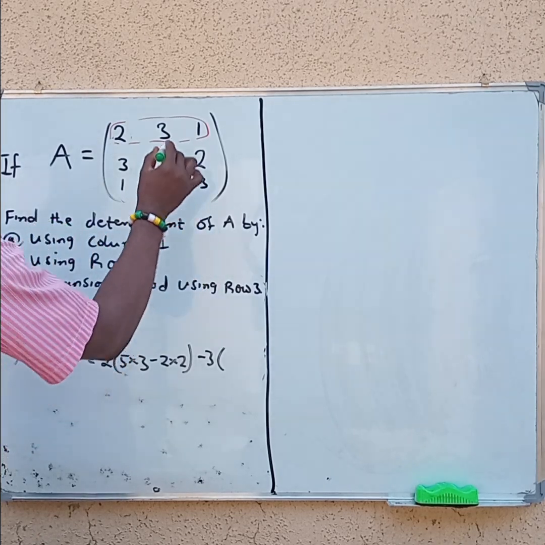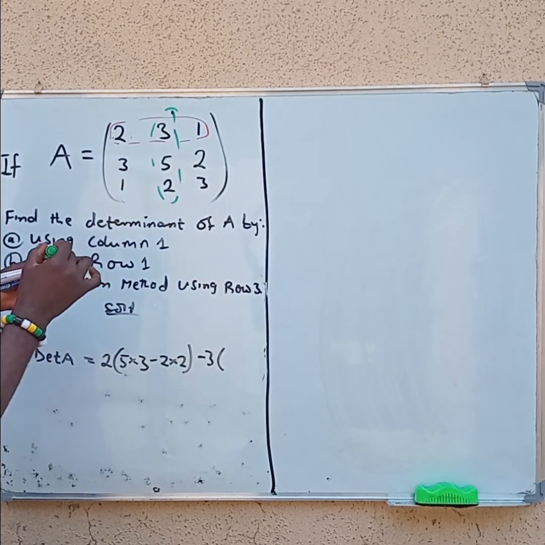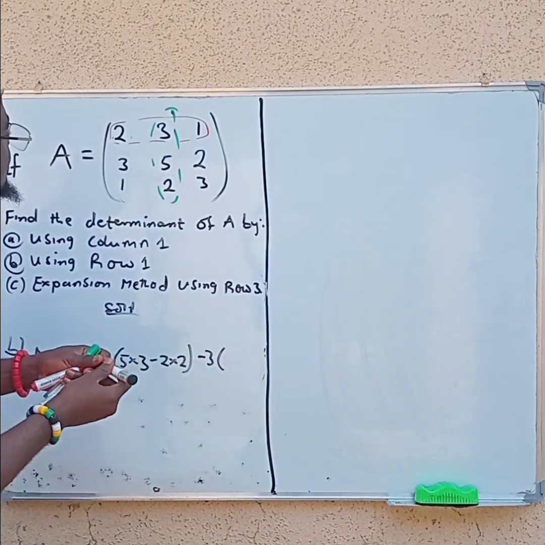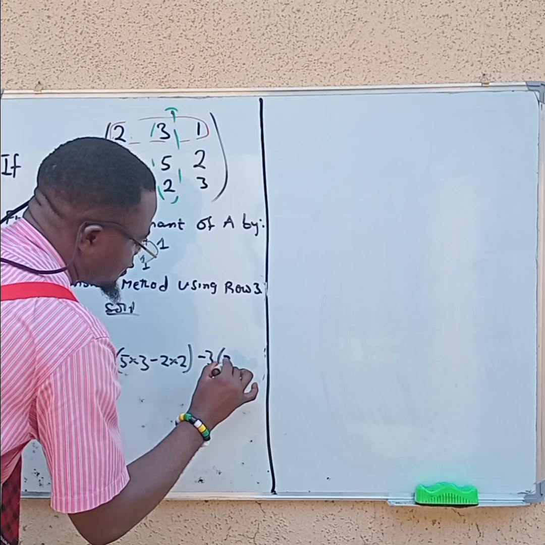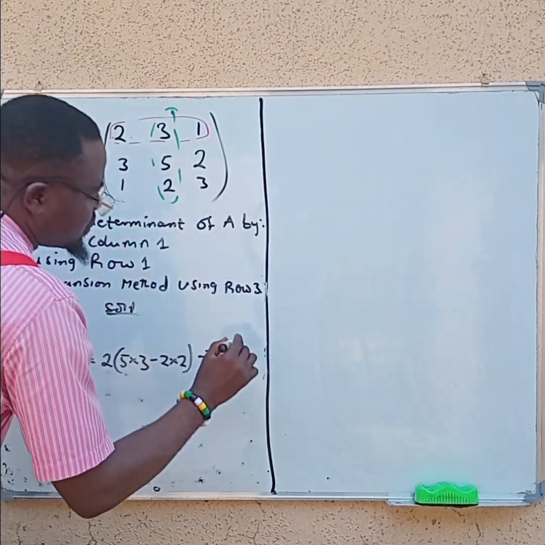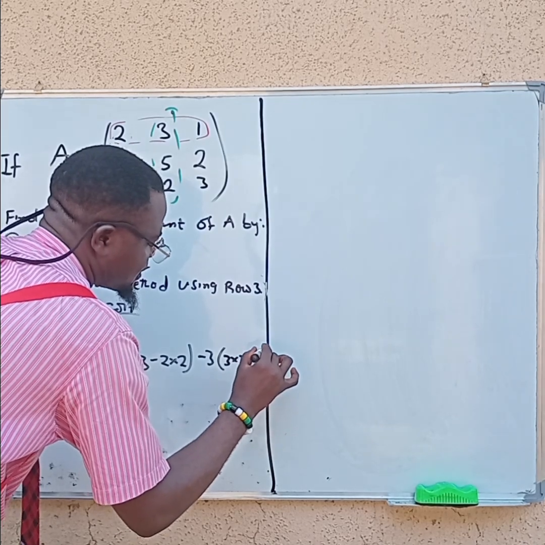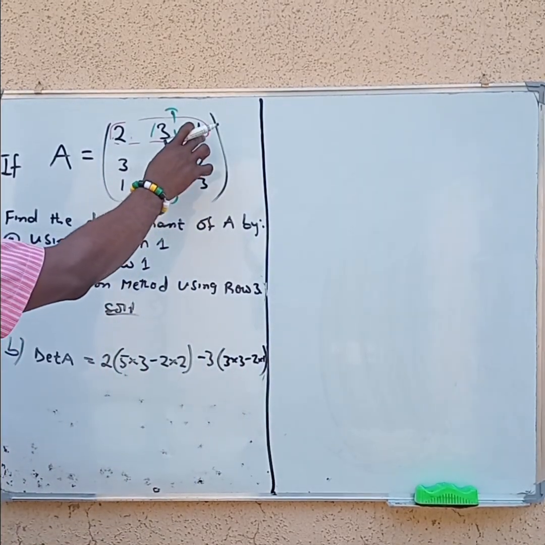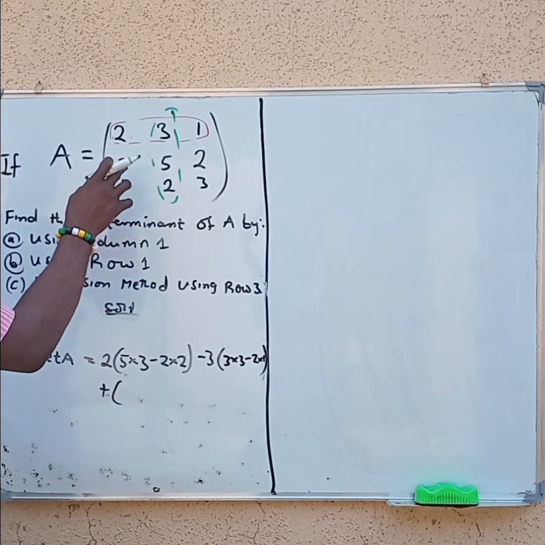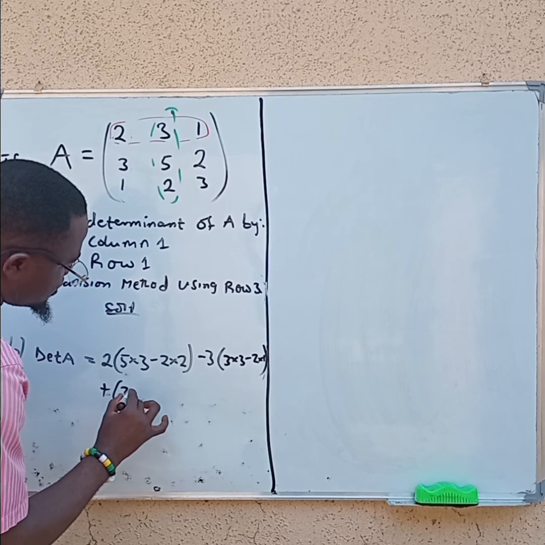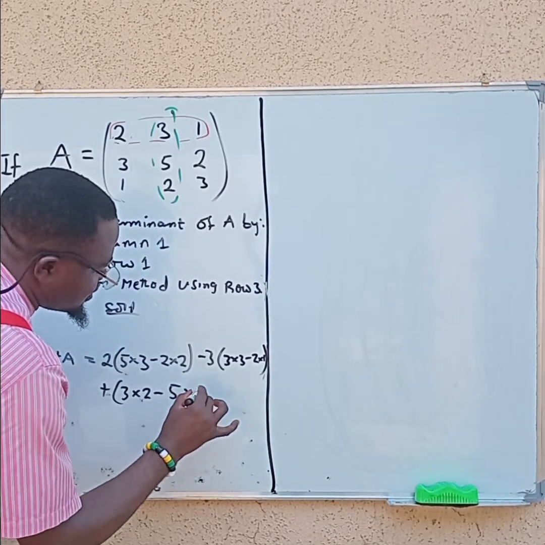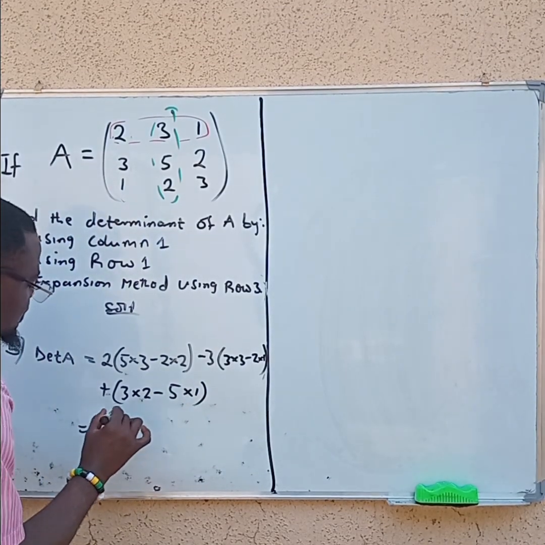We're fixing row 1 on 3. The place sign there is minus. That's 3 times 3 minus 2 times 1. The last is this. The place sign there is plus. 3 times 2 minus 5 times 1, which is equal to what?